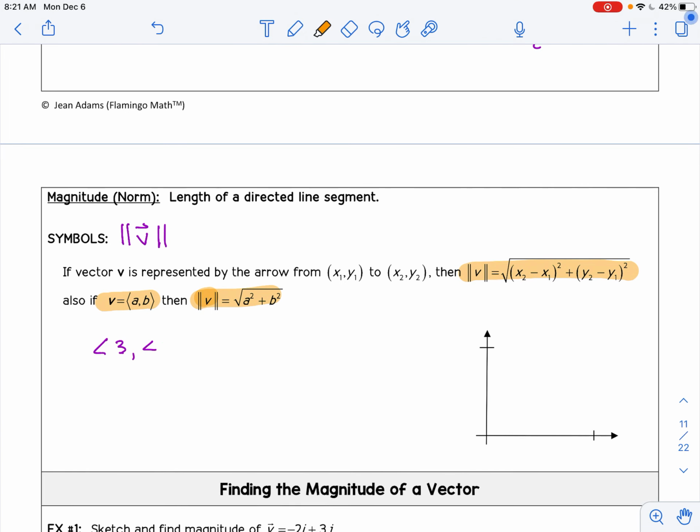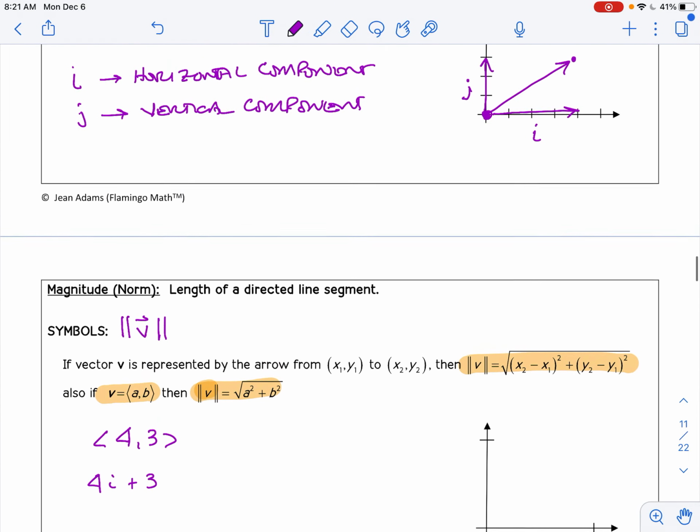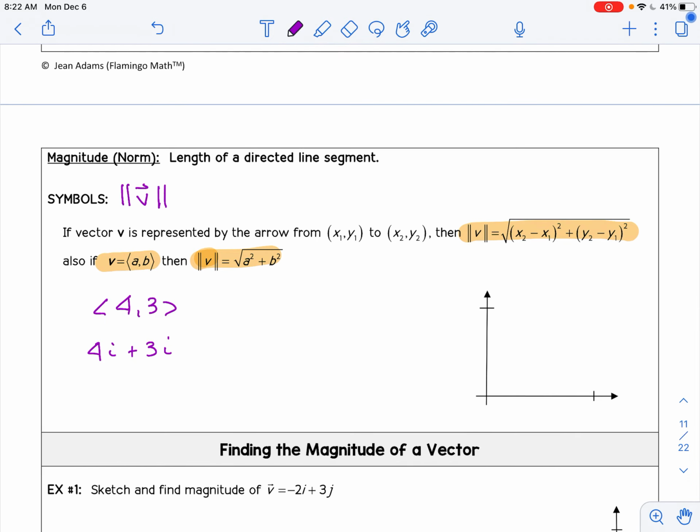Let me go back to this. So if I go back to my vector that I did up here, 4, 3, or 4i plus 3j, let's try to figure out the magnitude here. So here would be the idea again. This would head out here to be 4 this way and 3 this way. Not super duper, but again, those would be my two components. This would be my point.